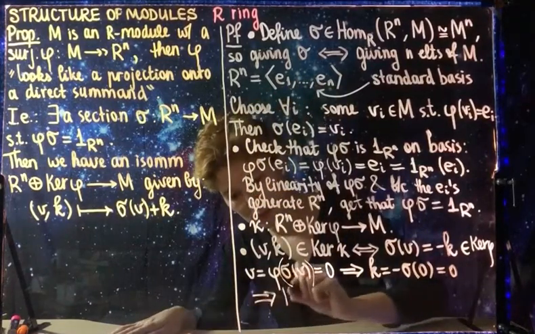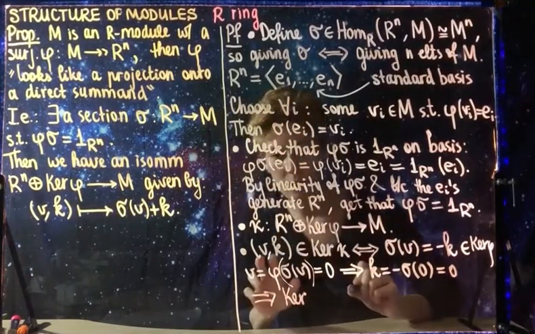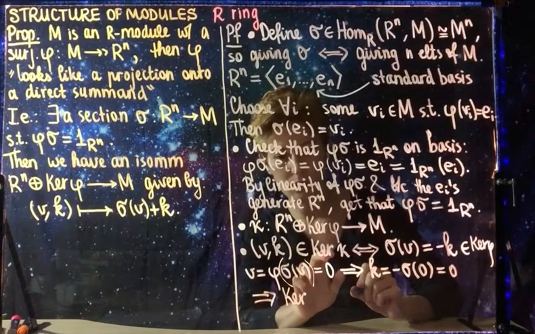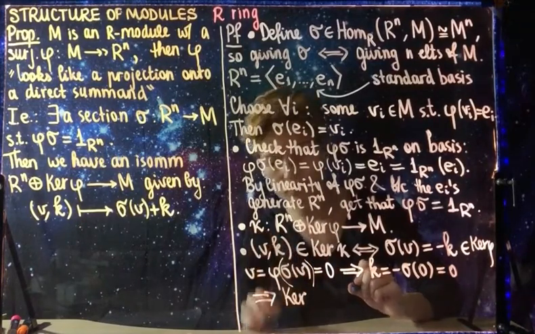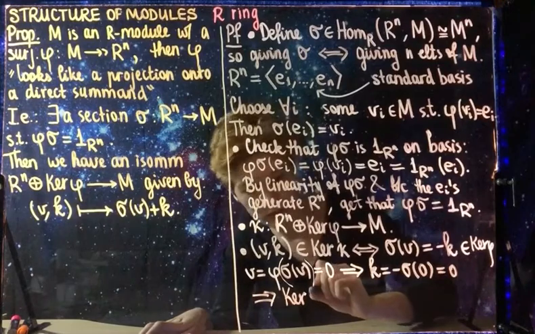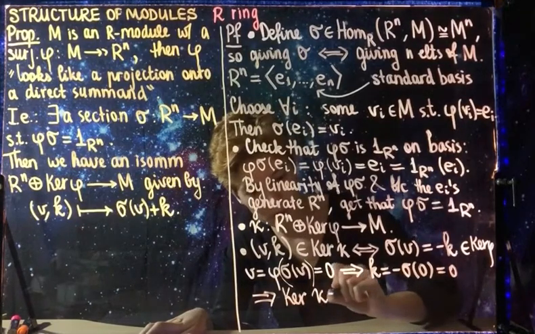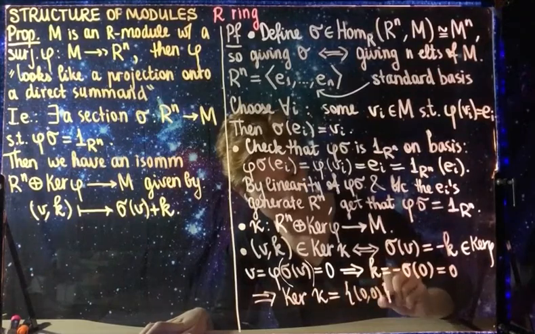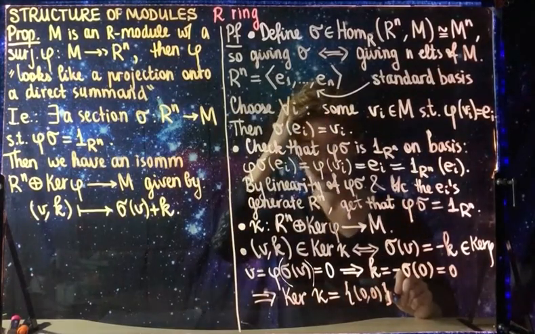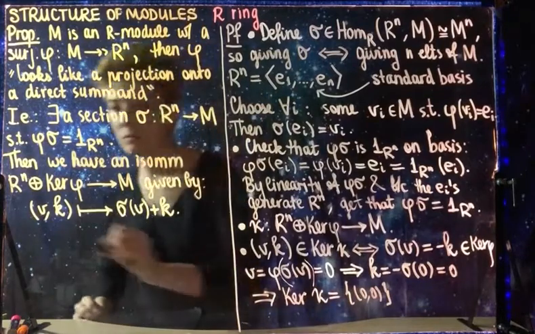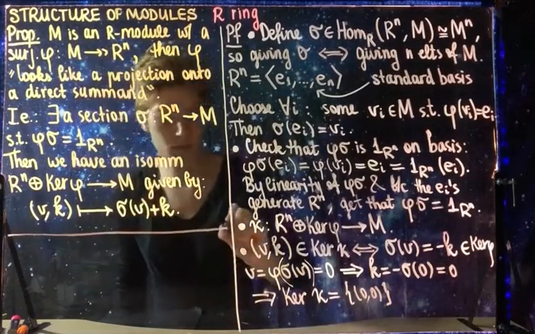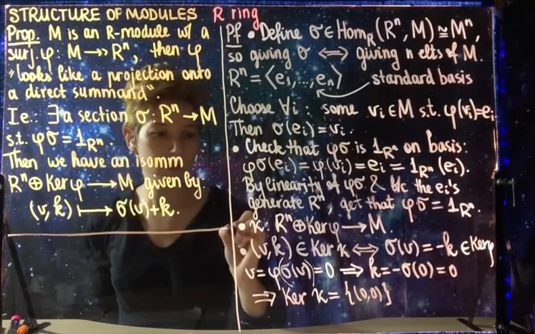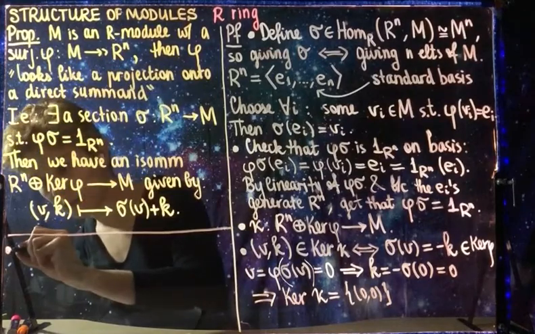And I conclude that any element in the kernel of kappa must vanish. So the kernel of kappa consists just of the 0 element. And now I prove that kappa is surjective.